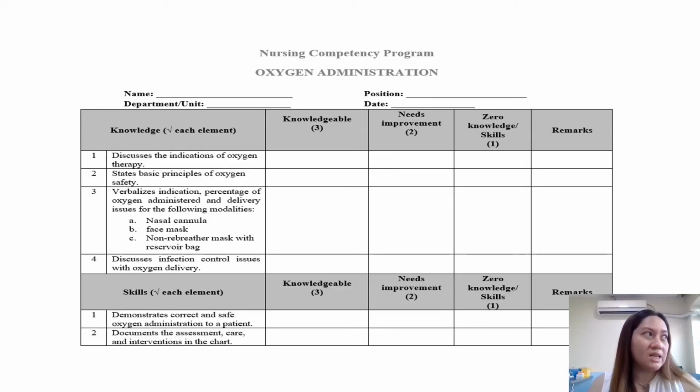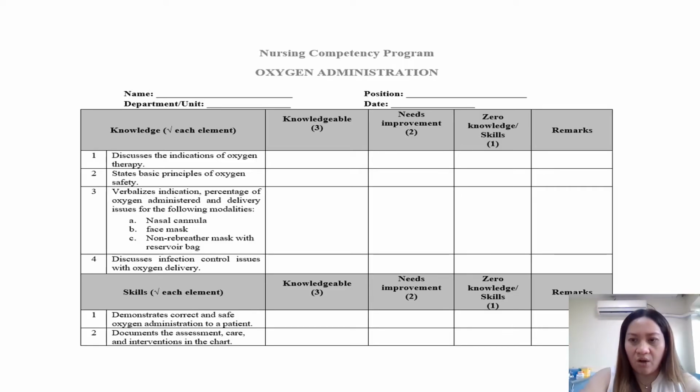Or if the patient is on a regulated drug that is respiratory depressant, or medication that would put them to sleep, that they need oxygen inhalation to support their respiratory function. So if your nurse is able to answer that, then you can give a point, 3 points, meaning knowledgeable. The needs improvement, then zero knowledge.